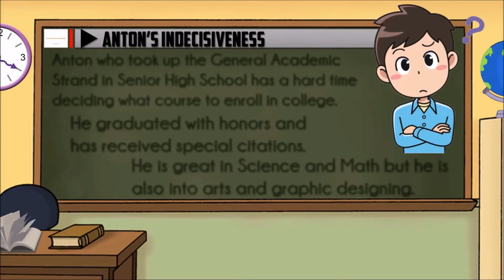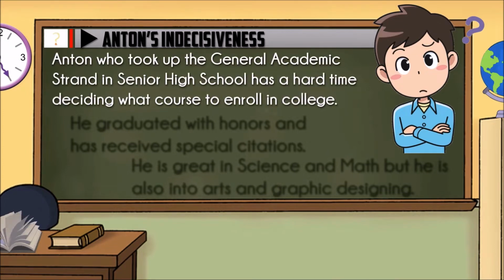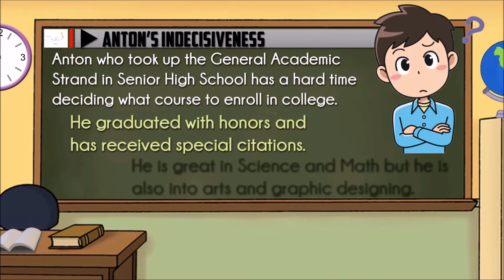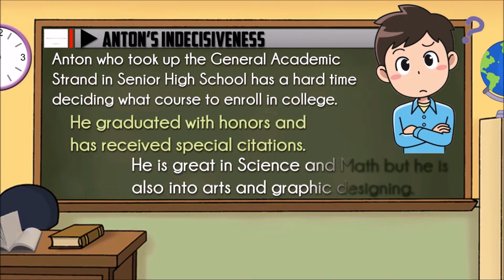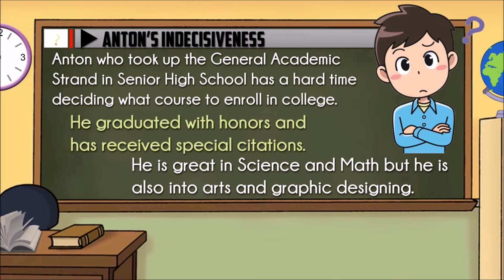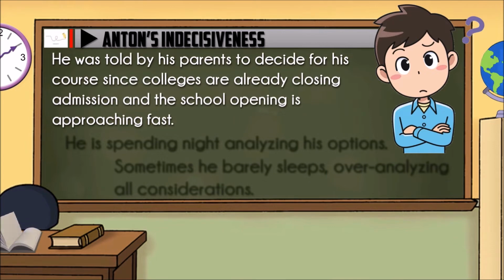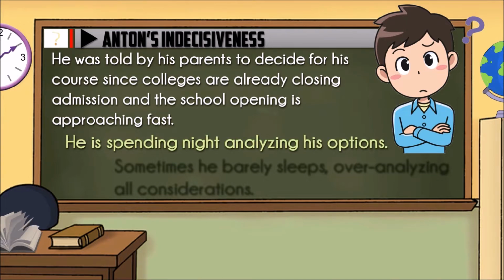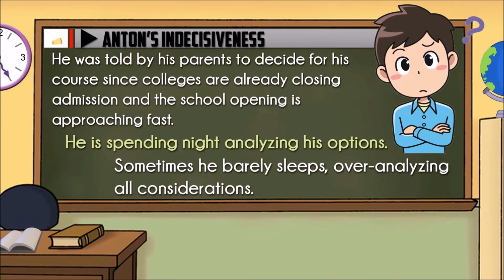Anton's indecisiveness. Anton, who took up the general academic strand in senior high school, has a hard time deciding what course to enroll in college. He graduated with honors and has received special citations. He is great in science and math, but he is also into arts and graphic designing. He was told by his parents to decide for his course since colleges are already closing admission and the school opening is approaching fast. He is spending nights analyzing his options. Sometimes, he barely sleeps, overanalyzing all considerations.